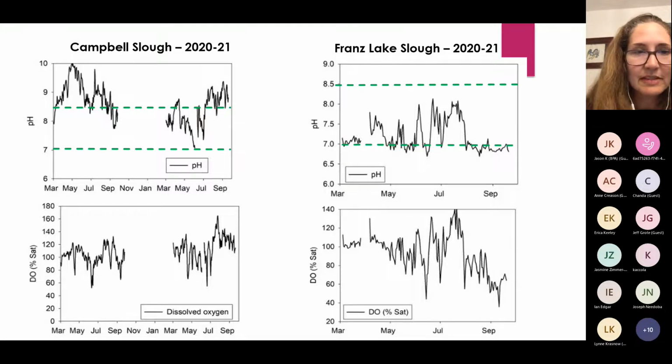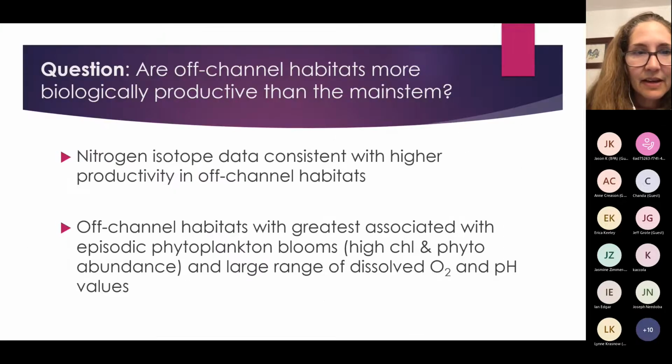At Campbell, we have some exceedance of that early in the season. So some of the questions that I'm looking at with respect to these data are the off-channel habitats, what are the indicators that they may be more productive than the main stem? We can use isotope data from the nitrate to look at that, as well as the patterns in biomass accumulation and assimilation, as is also shown in the isotopes. And the continuous data support that.